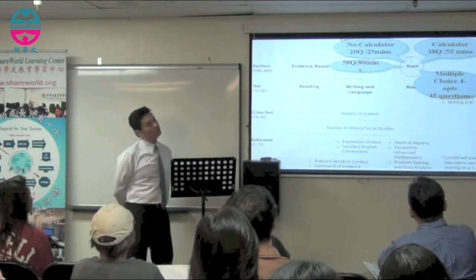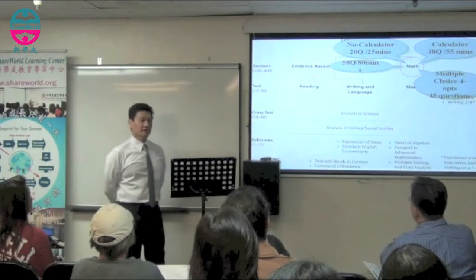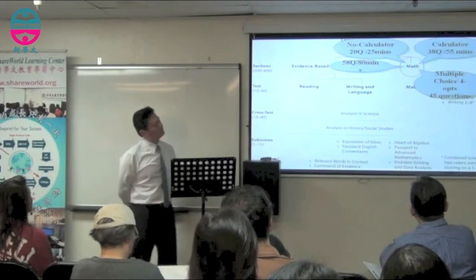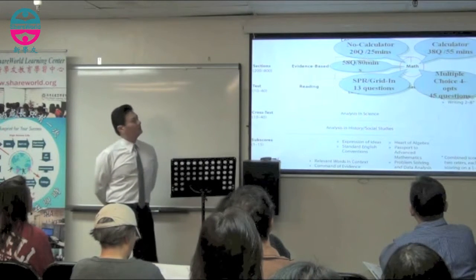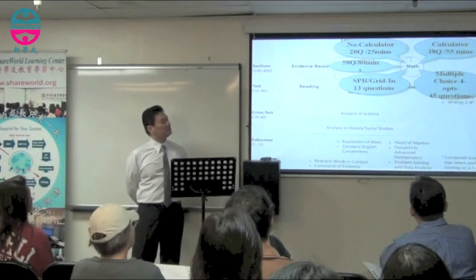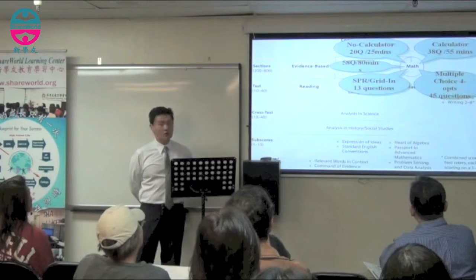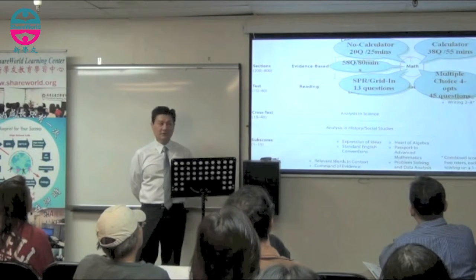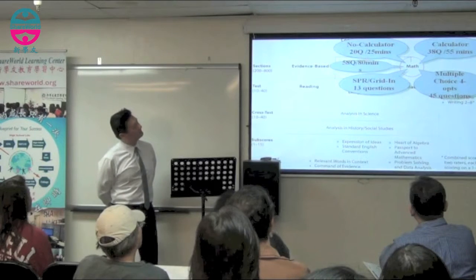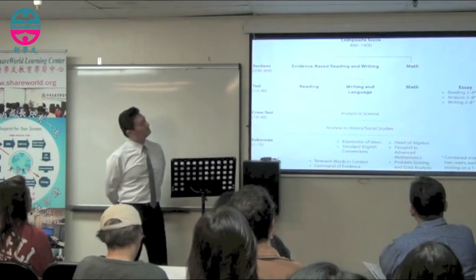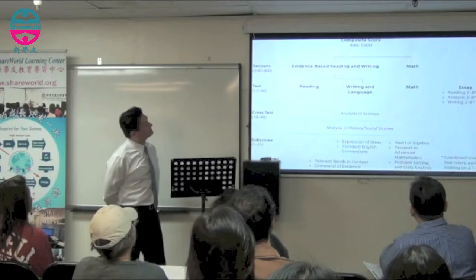Well, each one has 4 options. You choose one. You guess wrong, no penalty. Yeah, that's really good. The other 13 questions are grid-in questions. That means you really have to work on it because you cannot guess anymore. All right. Let's see, what's the next one?